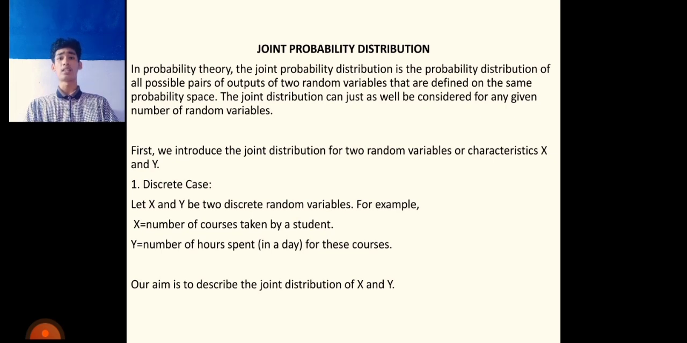First is the discrete case. Let x and y be two discrete random variables. For example, x equals the number of courses taken by a student, and y equals the number of hours spent in a day for these courses. Our aim is to describe the joint distribution of x and y.